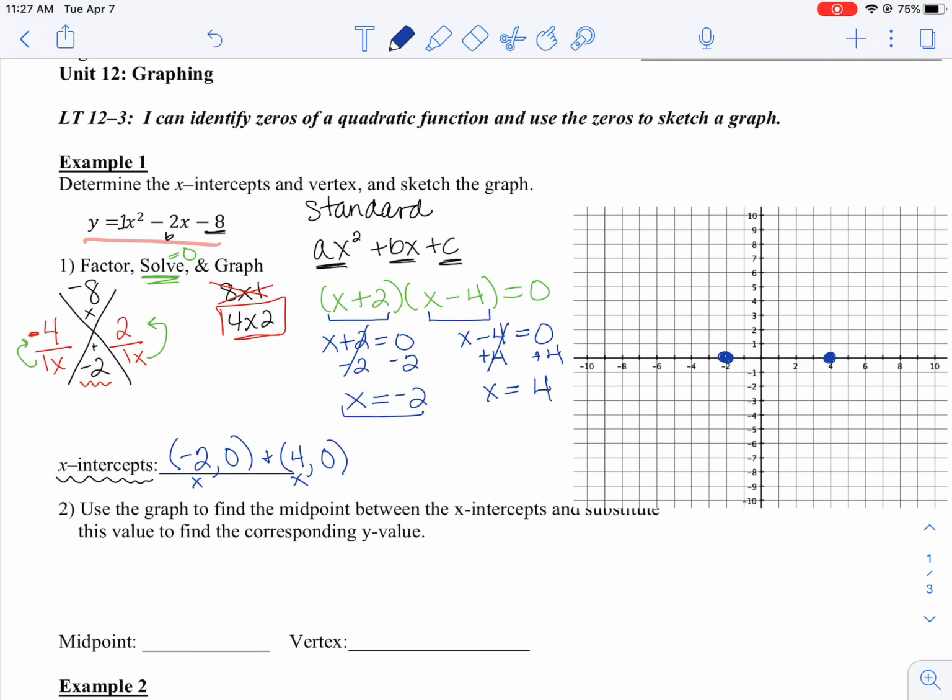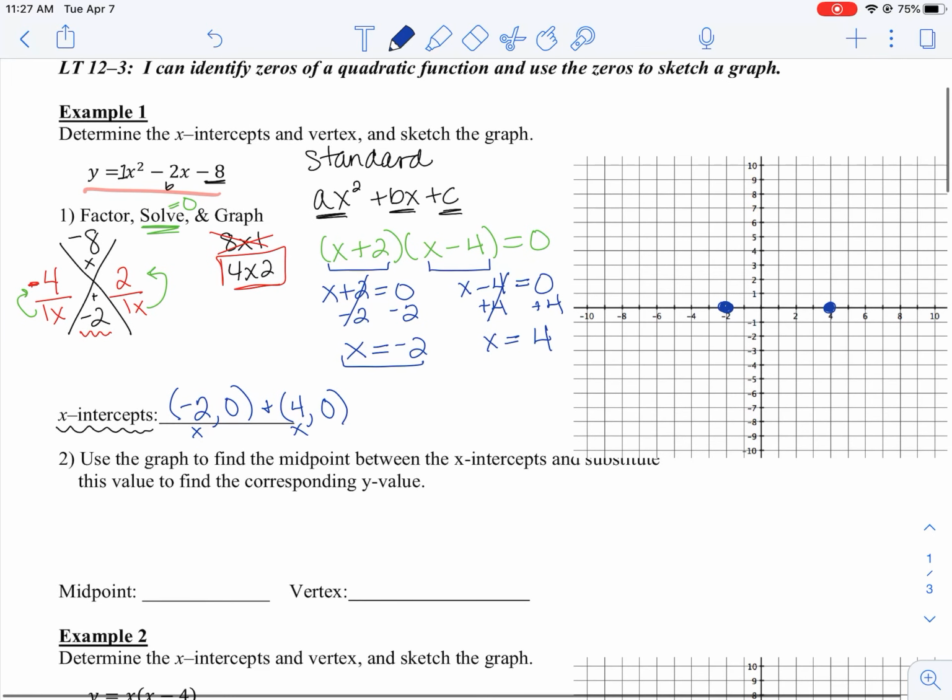Okay? The next thing we need to do is find the vertex. And so the vertex of the graph is always directly in between our two x-intercepts that we just plotted. So it says use the graph to find the midpoint between the x-intercepts. So first let's do that. What does that mean? So we have this value over here, -2, this over here is 4. What's directly in the middle?